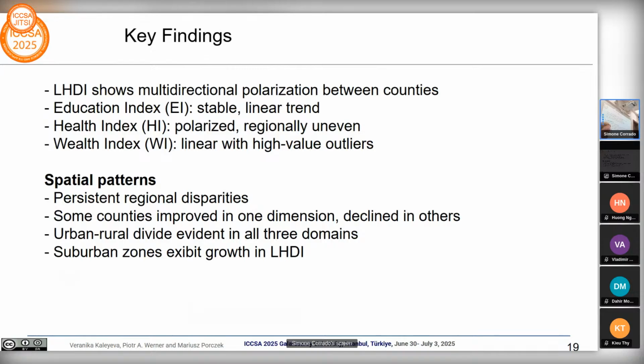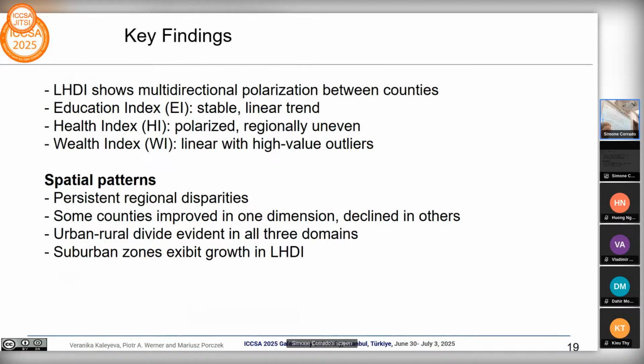The education index is the most stable one, with a linear pattern, and indicates steady progress in most of the regions, while the health index reveals divergent trends with clear polarization, possibly reflecting uneven healthcare access or local healthcare shocks. We interpret this in connection with the pandemic period from one side, and from the other side through the lens of the well-known continuous problems in the Polish healthcare system.